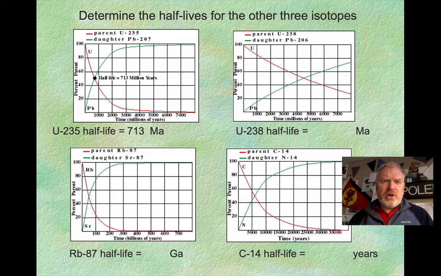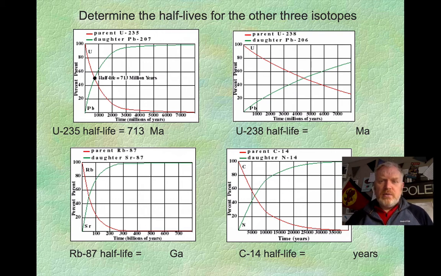Here we see decay curves, where the red lines represent the parent atoms and the green lines represent the daughter atoms. Now these look different shapes because in this case, rather than just plotting half-lives, we've actually plotted the amount of time in millions of years. If we plotted all these graphs in half-lives, they would all look identical. So the half-life is where we see 50% parent, 50% daughter. So it's where the lines cross. In the top left, we've got an example of uranium-235, which has a half-life of 713 million years.